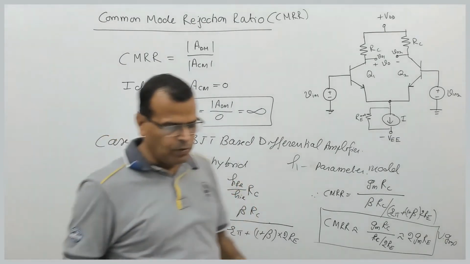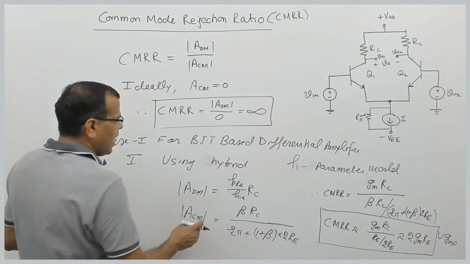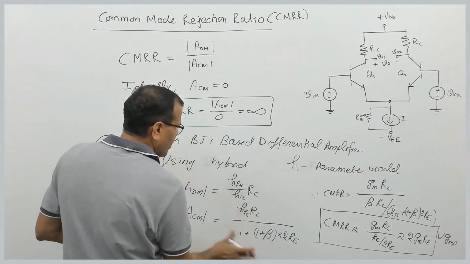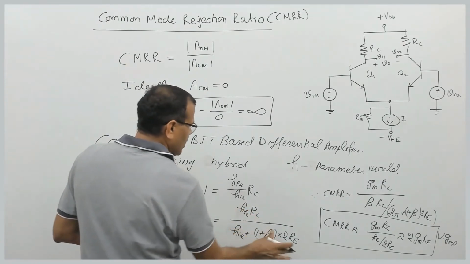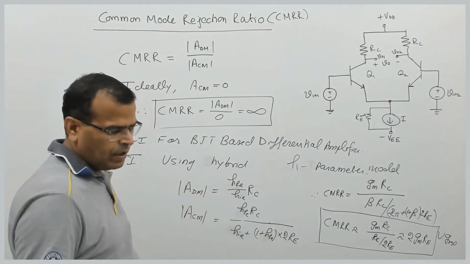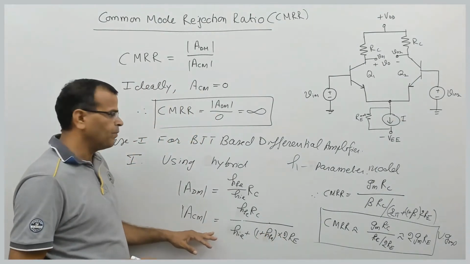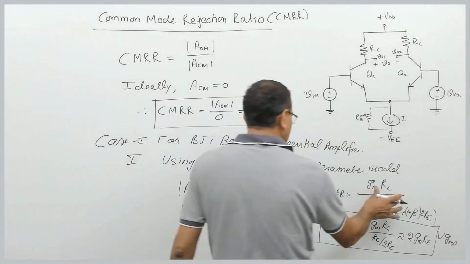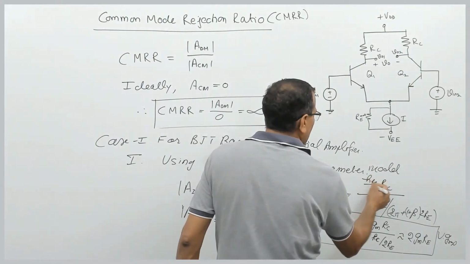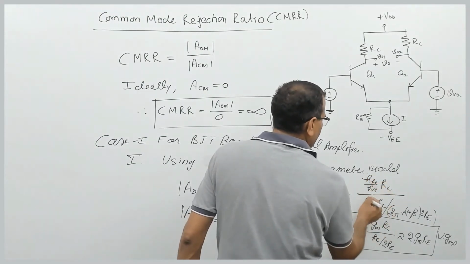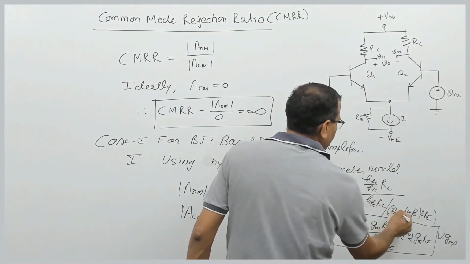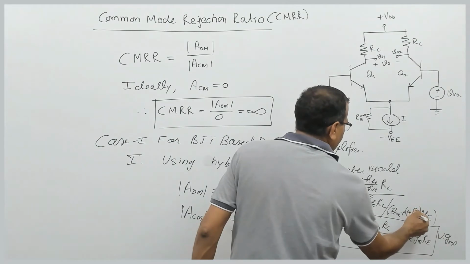Gain, that is differential mode gain, is HFE upon this, and common mode gain is HFE. Here I have HIE, here I have HFE. Otherwise everything will be similar to what we have discussed. Fine. So you can put here HFE upon HIE. Here it is HFE, here it is HIE, here it is HFE.